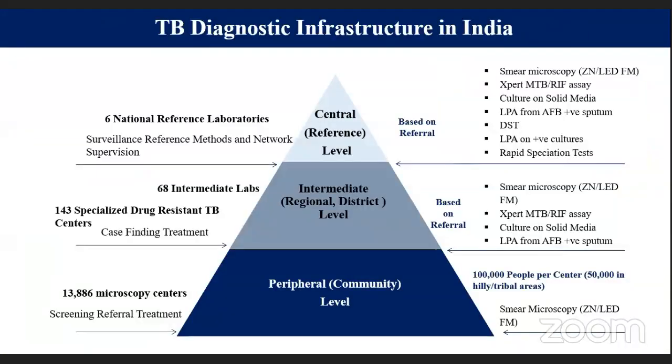characteristics of the device. The TB diagnostics infrastructure in India, if you look at that, because TB is also considered a poor man's disease, most of the people who get infected by TB go to the designated microscopy centers for their diagnosis, the first point of contact. And we went through the statistics, there are 13,886, now 14,000 some designated microscopy centers in India.